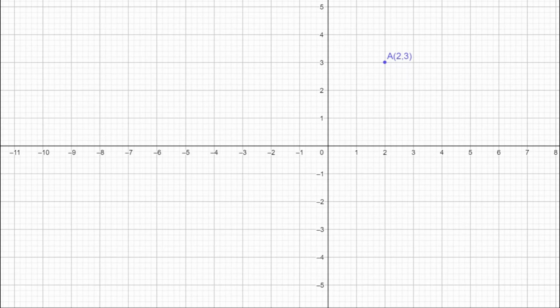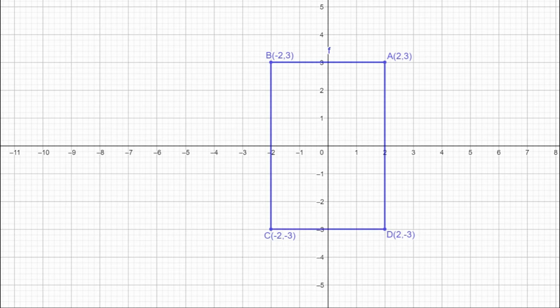First of all, let us draw x-axis and y-axis and mark the distances. The first point is A (2, 3). It is here. Let us mark the second point (-2, 3). Now the third point is (-2, -3). Fourth point is (2, -3). Now let us join them in order from A to B, B to C, C to D and D to A. Now we have to name this polygon. It's a rectangle because all the angles are 90 degrees.